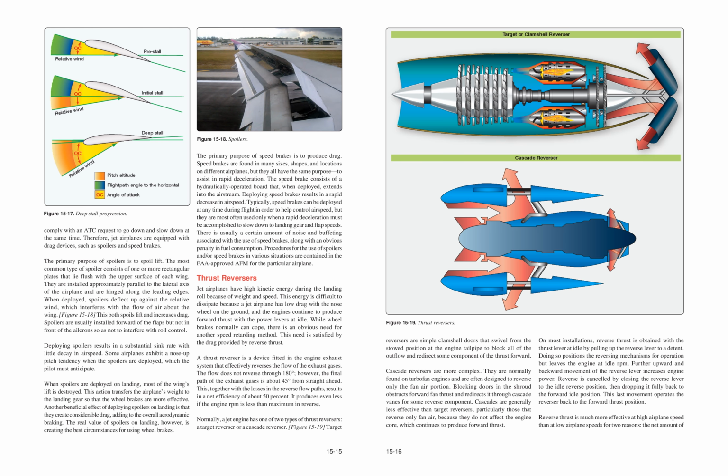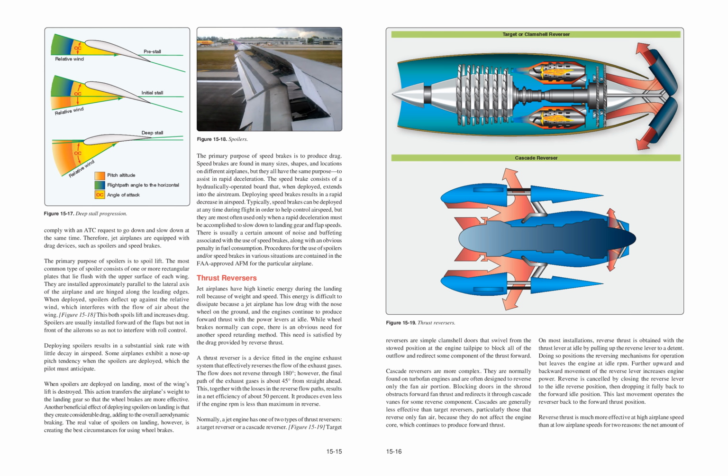They are normally found on turbofan engines and are often designed to reverse only the fan air portion. Blocking doors in the shroud obstructs forward fan thrust and redirects it through cascade vanes for some reverse component. Cascades are generally less effective than target reversers, particularly those that reverse only fan air, because they do not affect the engine core, which continues to produce forward thrust.